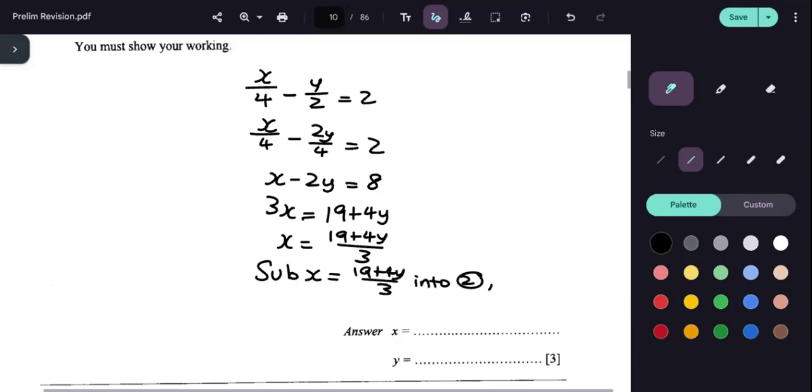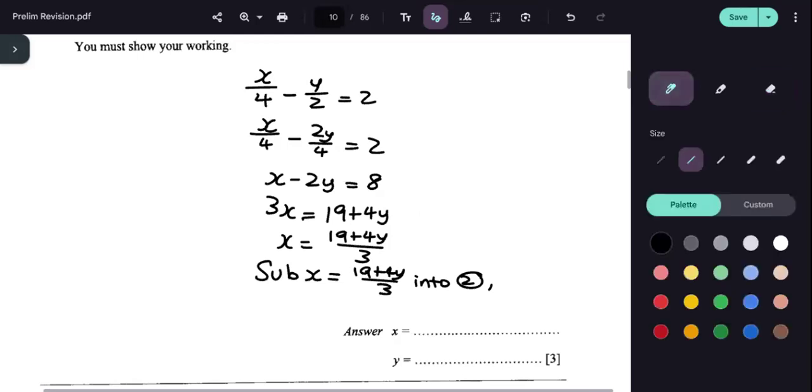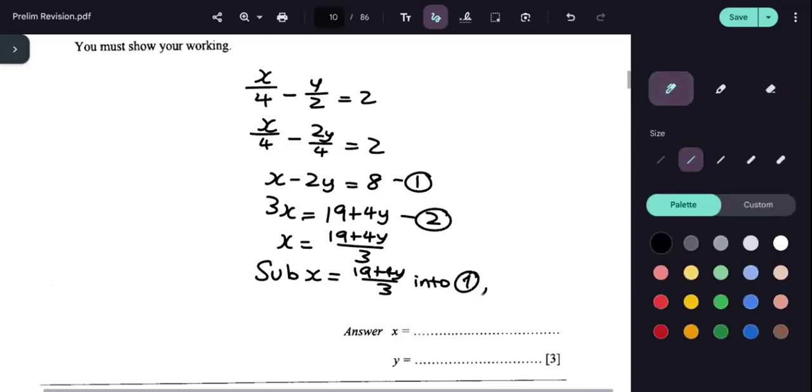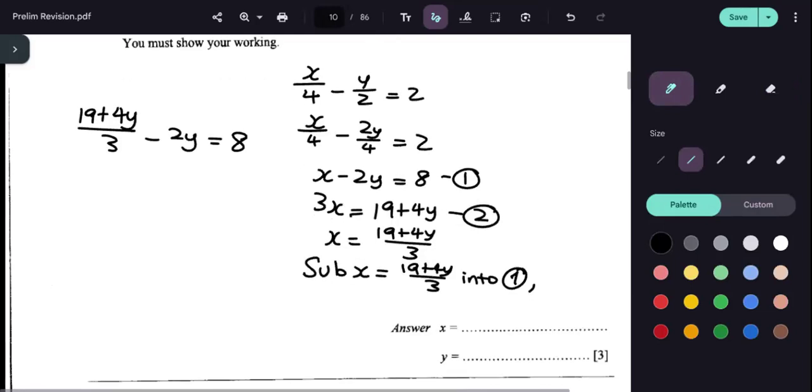Okay, I'm going to skip some steps. So this is 1. This is 2. So I need to sub into 1. Okay. When I sub into 1, it will be 19 plus 4y over 3 minus 2y is 8. So just times 3 throughout. Okay, just take this as over 1.